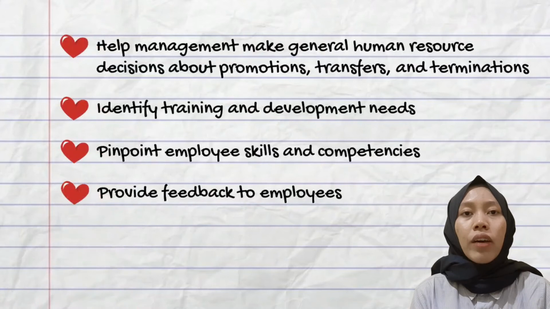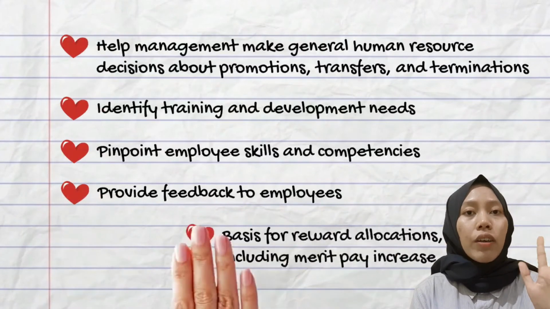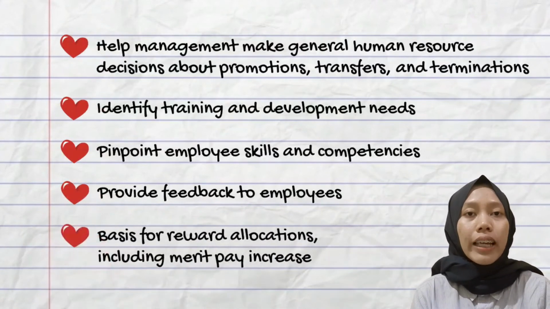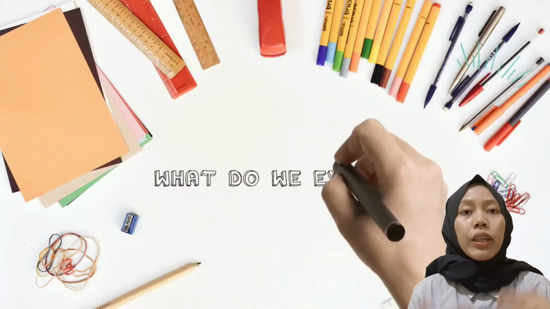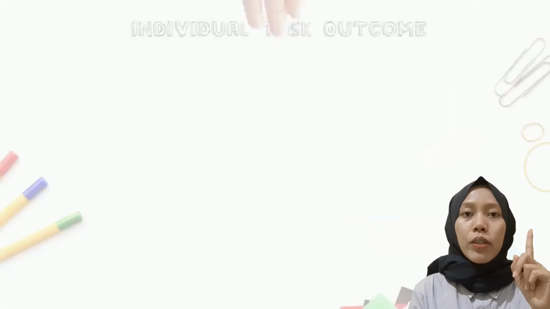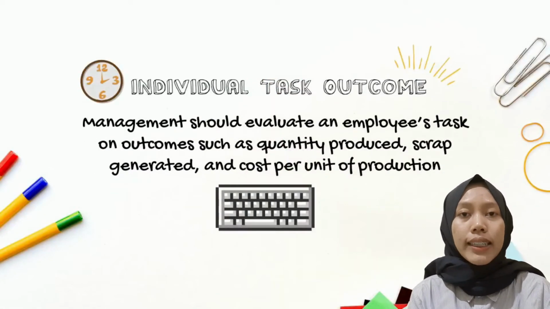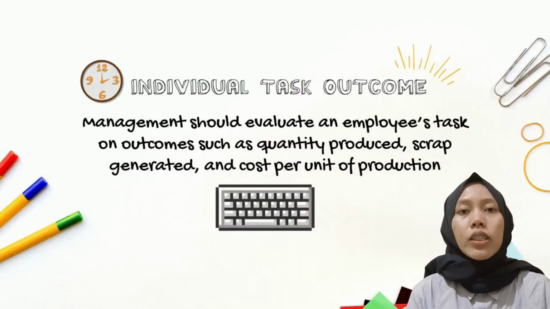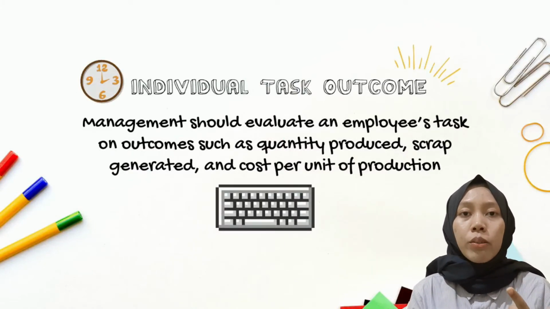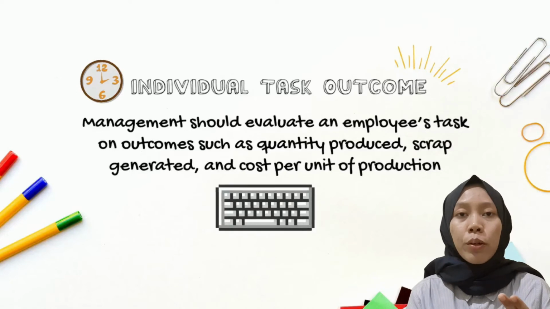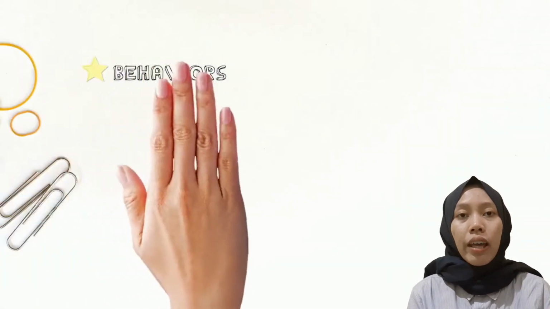And the fourth is provide feedback to employees. And the fifth is basis for reward allocations, including merit pay increase. So, what do we evaluate? First is individual task outcome. So management should evaluate an employee's task on outcomes such as quantity produced, scrap generated, and cost per unit of production. And the second is behaviors.